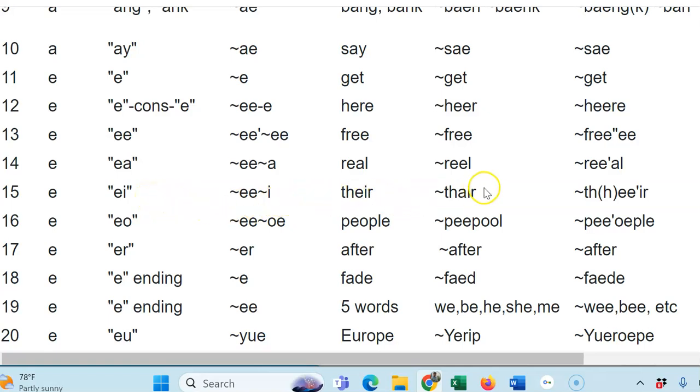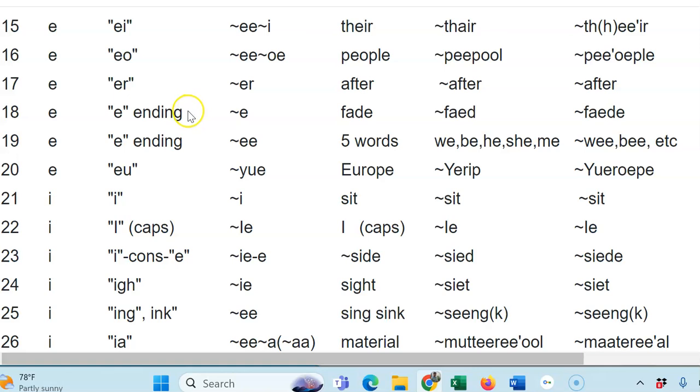EI, as in there, becomes the ear or the ear. TH is duplicitous, as we'll talk about. EO becomes EO, so we have piopla for people. ER is no problem, very typical. E ending is, like we said, you have to say the E ending. Now, there is 5 words special for an E ending: we, he, be, she, me. And you could say them short, and you would know also that that is an E. But to make it more English-like, we'll just say those are special words, and you can say long E.